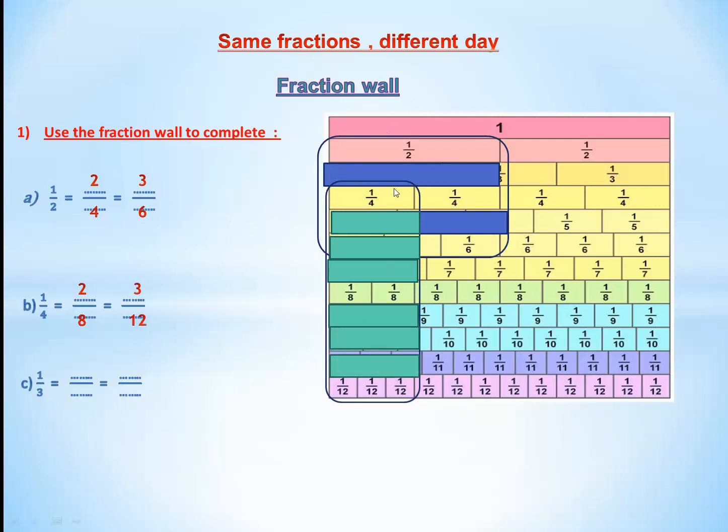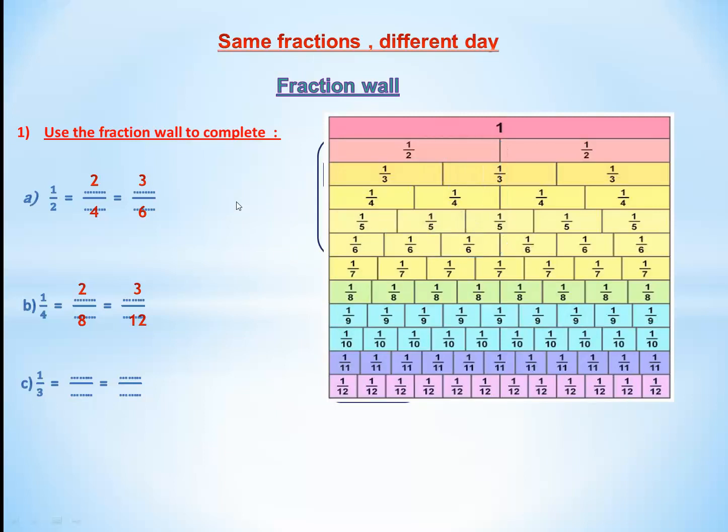1/3, yes. 1/3. Let's draw. Okay, this is the line. This is not equal, but here is equal. So we have 2 sixes and how many nines? Yes, 3 nines.